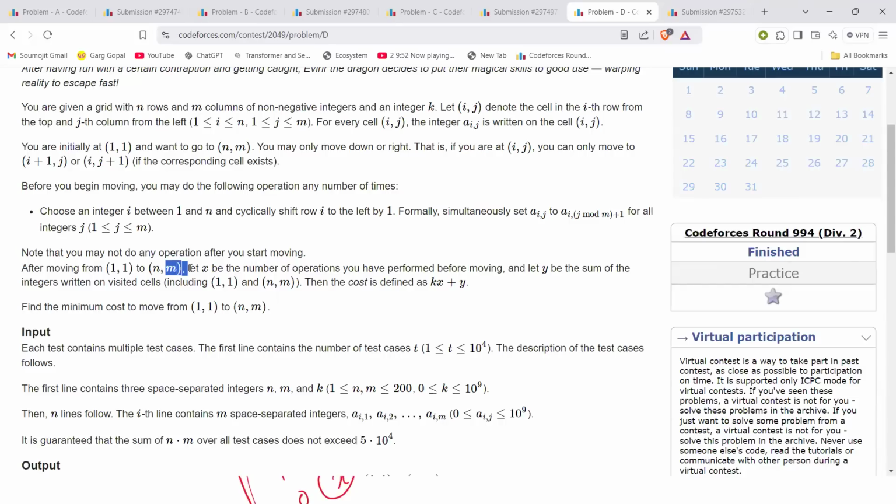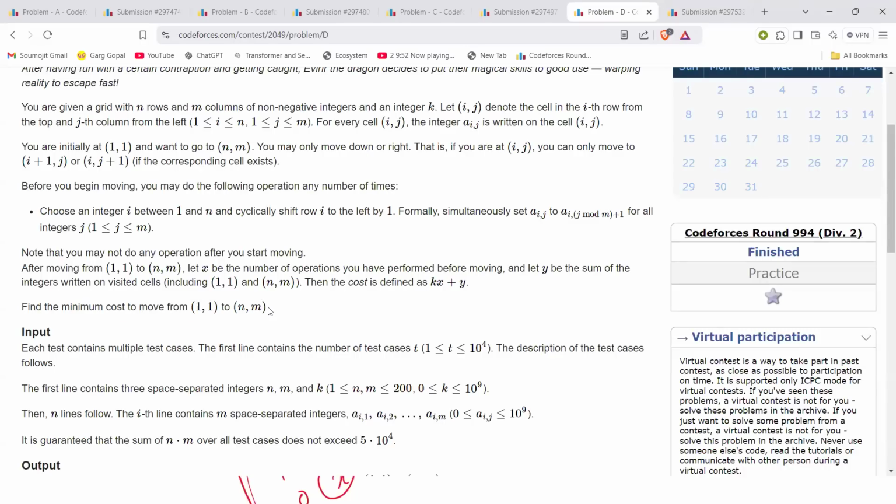After moving from (1, 1) to (n, m), let x be the number of operations you have performed before moving, and let y be the sum of integers written on visited cells, including (1, 1) and (n, m). Then the total cost is defined as kx plus y. The question asks to find the minimum cost to move from (1, 1) to (n, m).